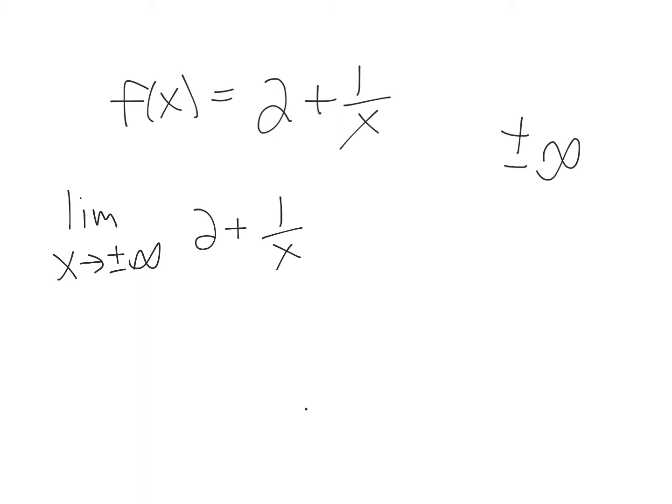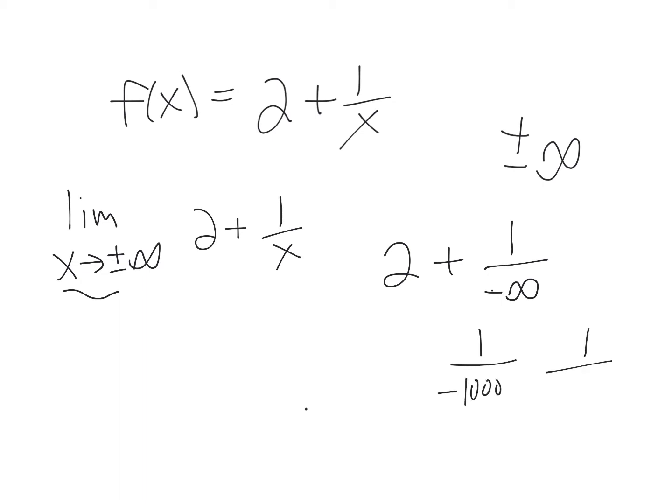So what happens here? I'm going to do 2 plus 1 over a large negative number, and I'm going to write negative infinity. That's basically the limit as x approaches negative infinity. Now, we can't write 1 over infinity, but what I'm saying is it's 1 over a large negative number. Well, isn't it like 1 over negative 1,000 or 1 over negative 1,000,000?